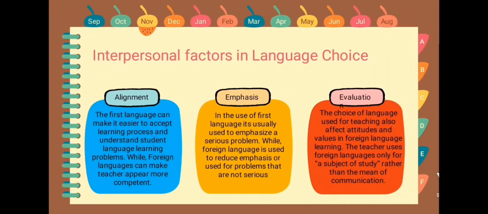The first one, there is alignment, which is that the first language can make it easier to accept the learning process and understand students' language learning problems, while foreign language can make teachers appear more competent. The next one, emphasis. The first language is usually used to emphasize a serious problem, while foreign language is used to reduce emphasis or used for problems that are not serious.